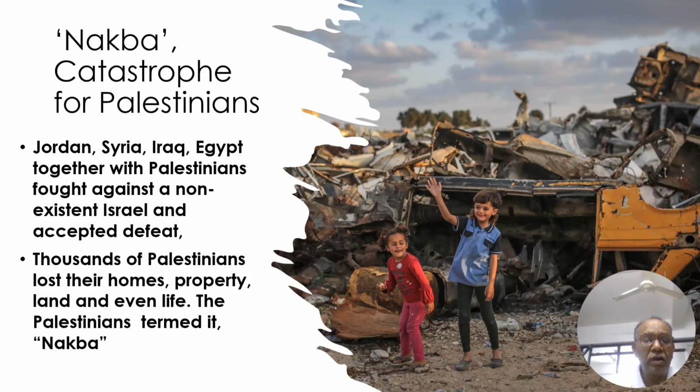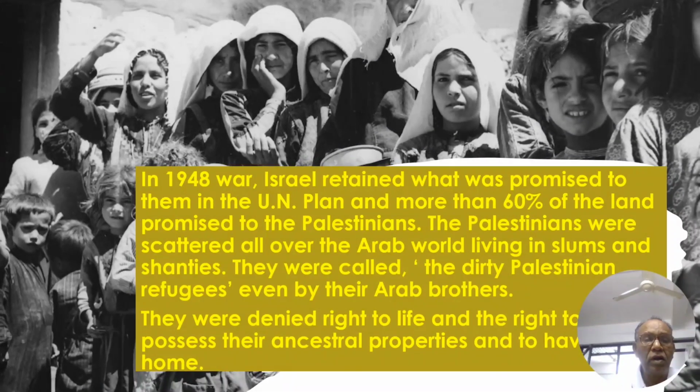In the 1948 war, Israel retained what was promised to them in the UN plan, and more than 60% of the land promised to the Palestinians. The Palestinians were scattered all over the Arab world, living in slums and shanties. They were called the dirty Palestinian refugees, even by their Arab brothers. They were denied the right to life and the right to possess their ancestral property and have a home. They were expelled from their own place.